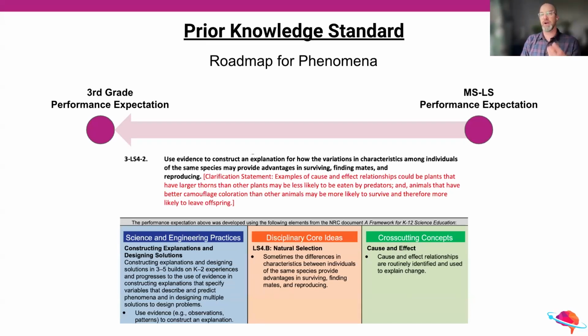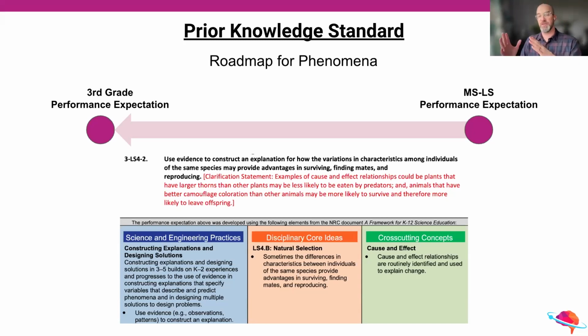We want to evaluate that prior knowledge and give low stakes practice. So in this way, we can ask questions like, use evidence to construct an explanation. We can go back to a third grade standard. This is one of the standards that articulates up into this middle school life science standard. Use evidence to construct an explanation for how the variations in characteristics among individuals of the same species may not provide advantages in surviving, or may provide advantages in surviving, finding mates, and reproducing.